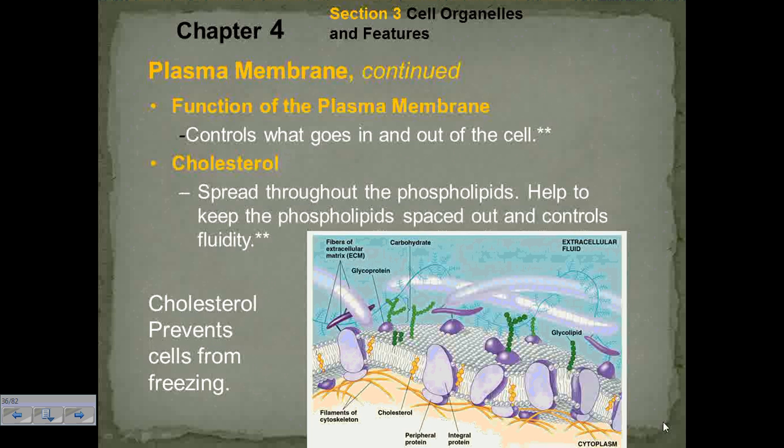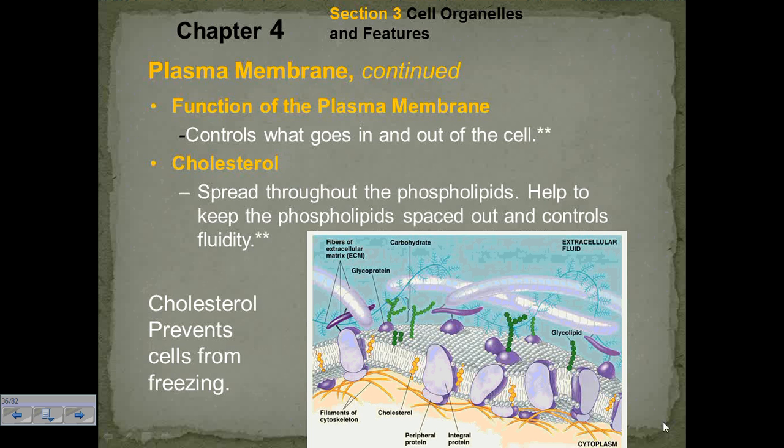So cholesterol are going to be these little yellow chains, like gold, I guess. Everybody see those? Okay, they're scattered out just here and there. They're not right next to every one. What they're going to do, like I said, is space them out enough. It says it controls fluidity.